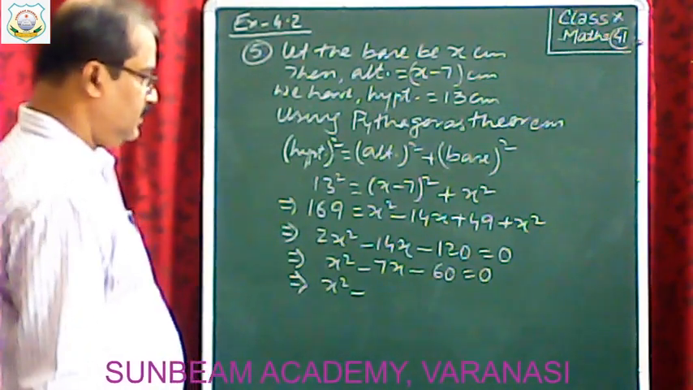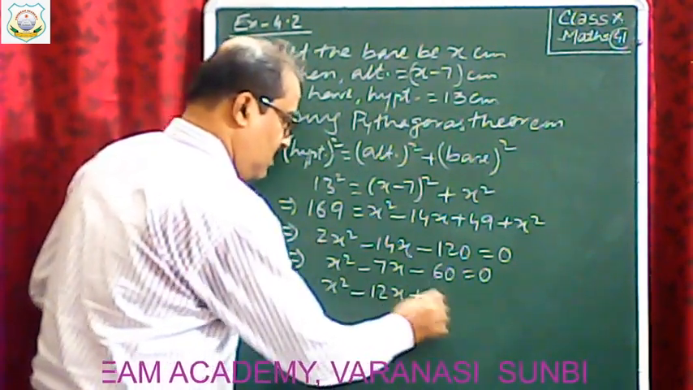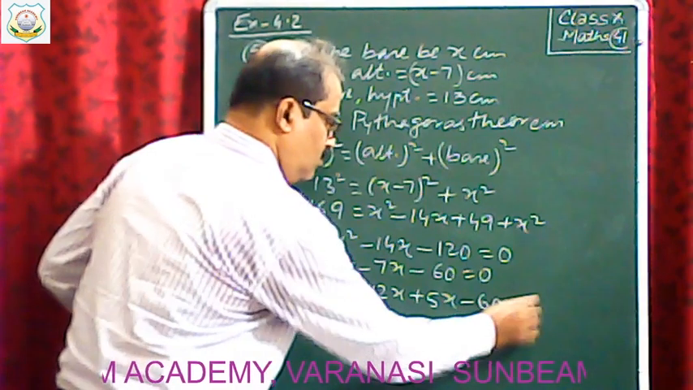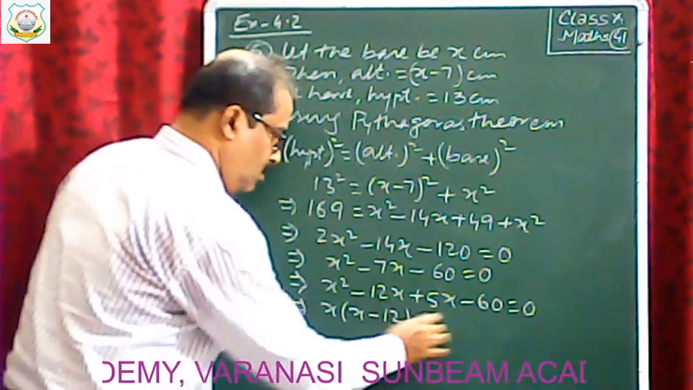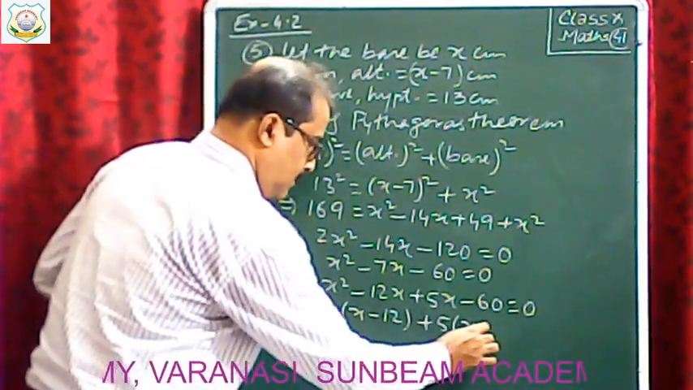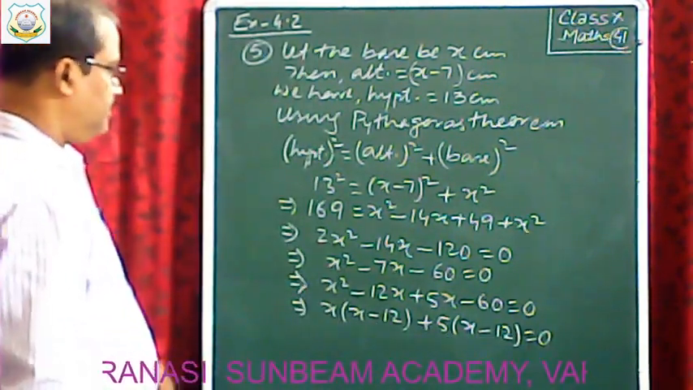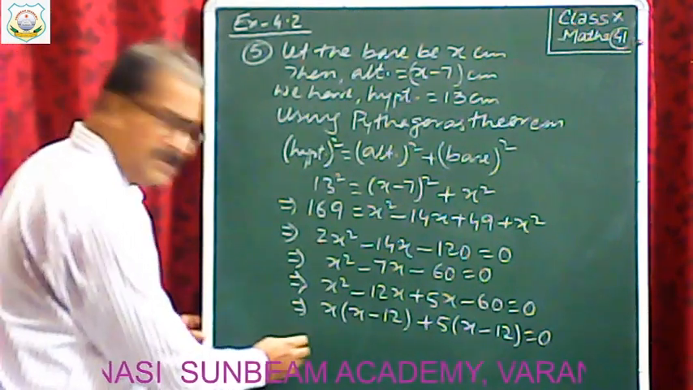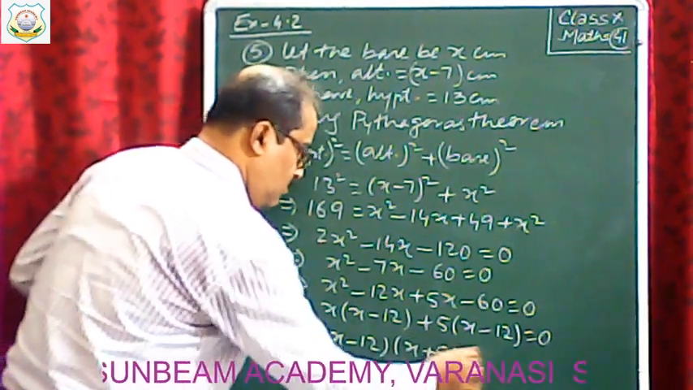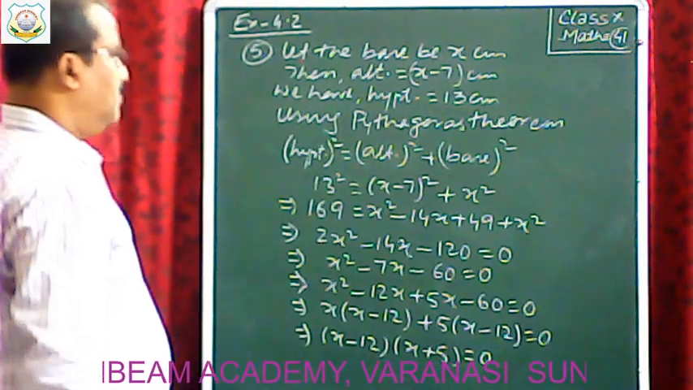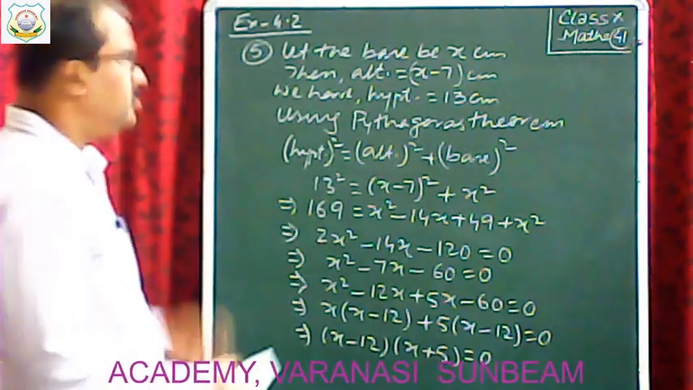For 60, 12 fives are 60, so x² − 12x + 5x − 60 = 0. And thereafter take out common from the first two and last two terms, as you know: x(x − 12) + 5(x − 12) = 0. Now thereafter (x − 12)(x + 5) = 0. Now find the values.